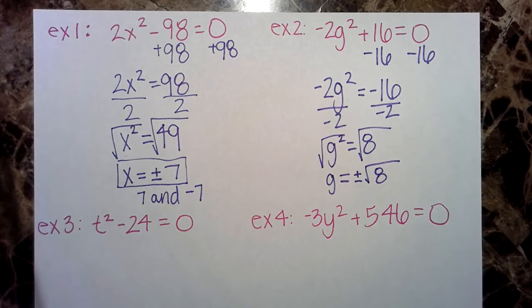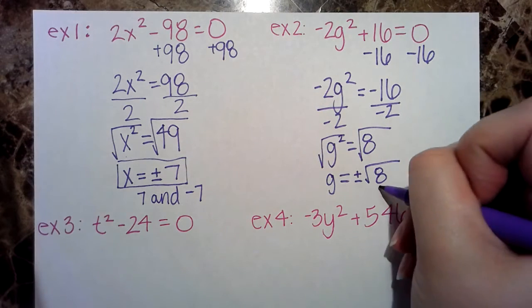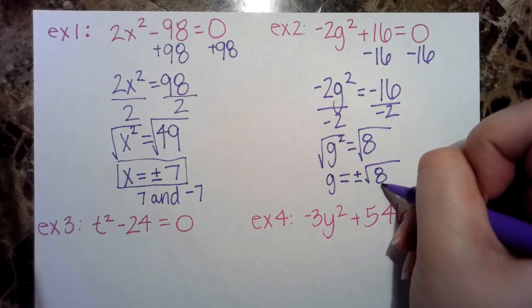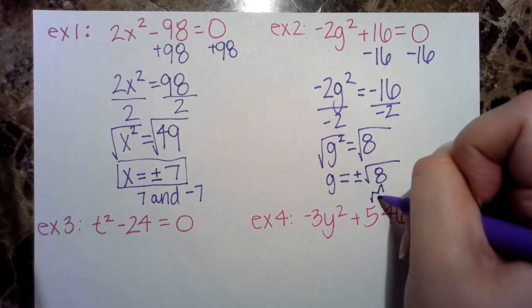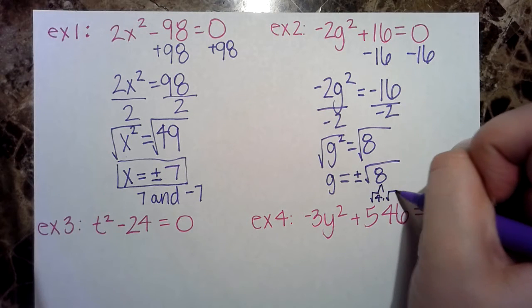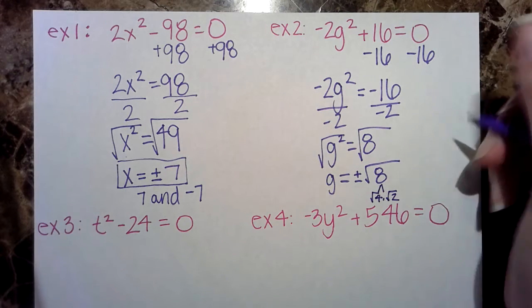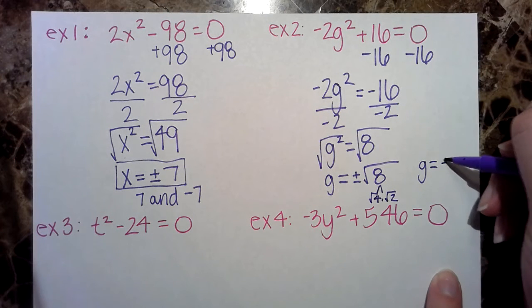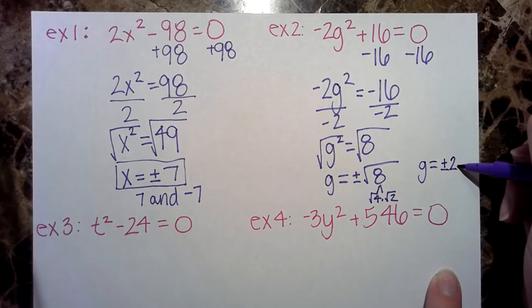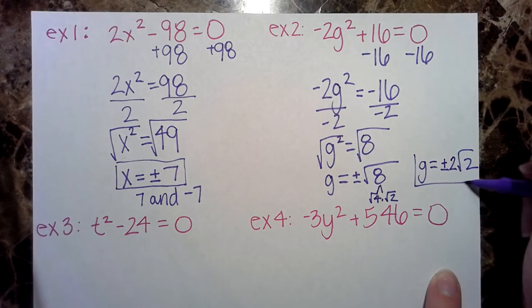Now, because I can't take the square root of 8 evenly, or it's not a perfect square value, I'm going to now simplify. So I'm going to find the greatest perfect square value to take out of 8, so that is 4. So I'm going to break it up as 4 times the square root of 2. So my final answer is going to be g equals plus or minus 2 square root 2. That is my final answer.